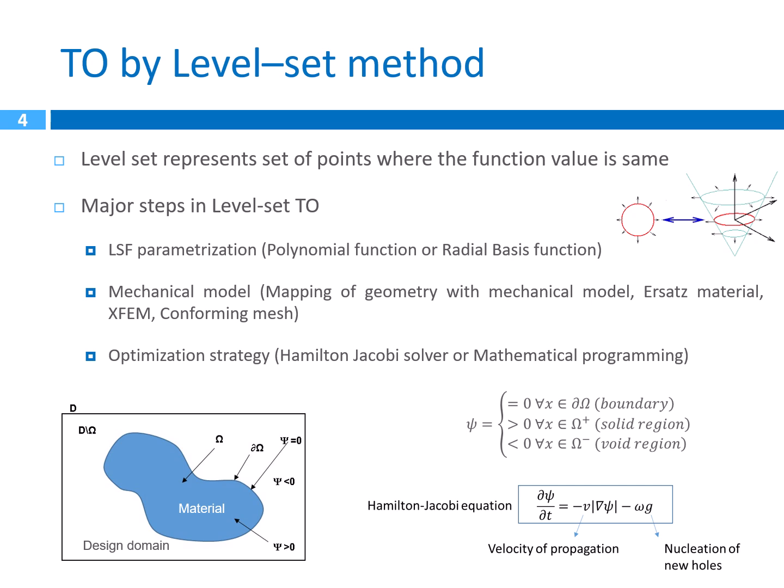And the third is the optimization strategy. You need to decide how the shapes are going to evolve. One approach is to solve the Hamilton-Jacobi equation to convert from one particular shape to another. This is commonly used. The other popular method is mathematical programming, whereby you change the shape from A to B.